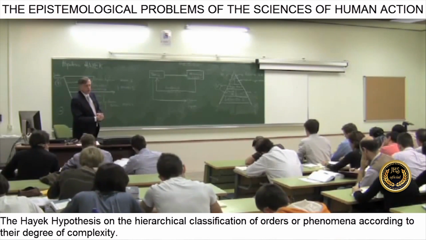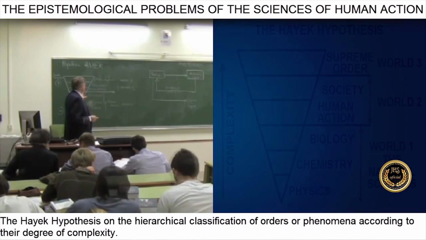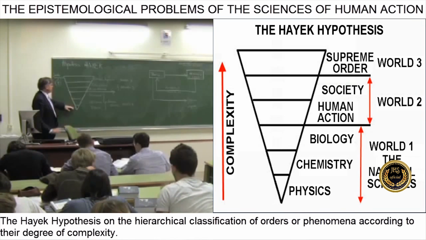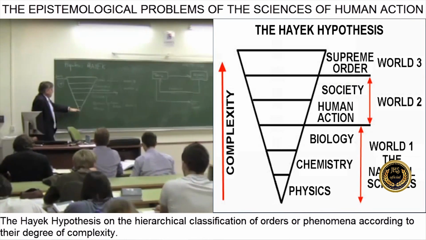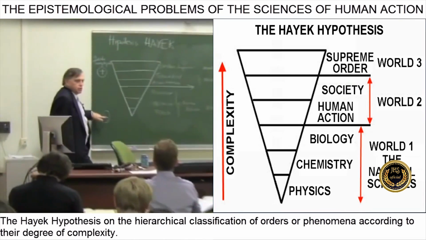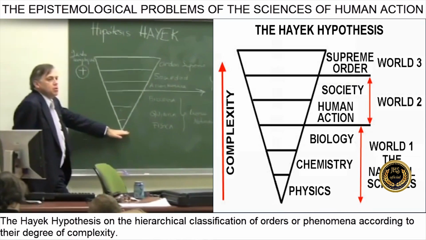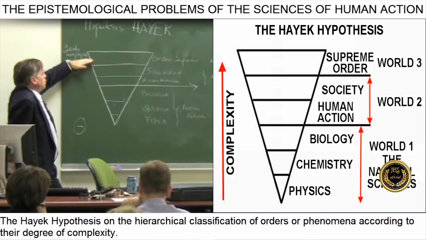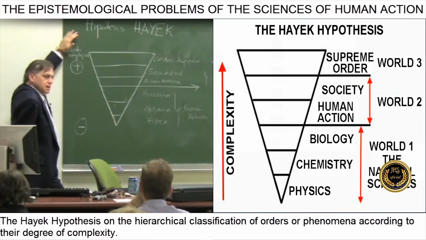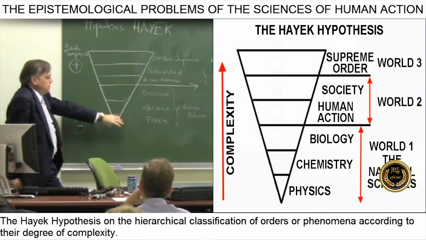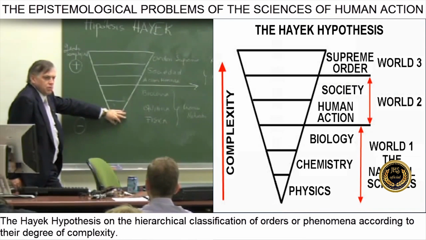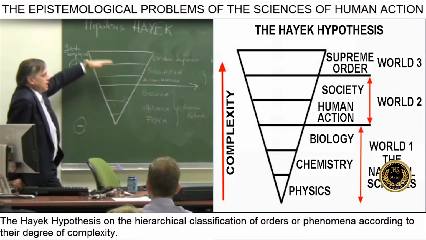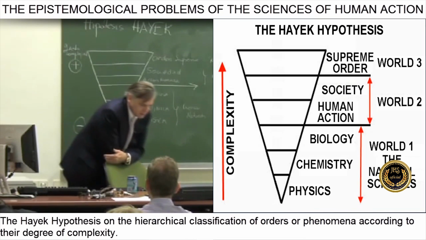To better illustrate and explain the Hayek hypothesis, I'm going to introduce this triangle, this inverted pyramid, which is divided according to degree of complexity. The vertex at the bottom, you see, degree of complexity, refers to phenomena which are relatively less complex, thus the minus sign. As we move up the triangle, we come to relatively more complex phenomena. The narrow vertex indicates that the phenomena or orders studied have a lower degree of complexity, and the inverted base at the top indicates that as we move upward, the phenomena progressively increase in complexity.